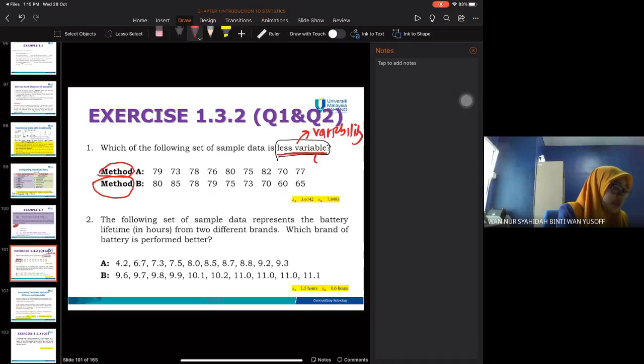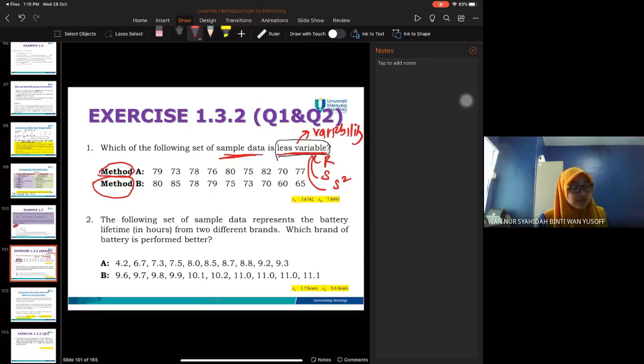So you can calculate the range, or the sample standard deviation S, or the variance S square. Either one will be accepted. No need to calculate all three, only one of them. But if you calculate the CV, it is wrong, because CV is for different units, but here we have the same unit. It is about method.